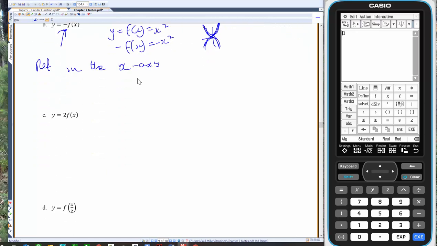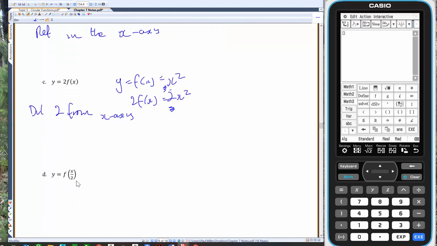For this one, say I had a function like y equals f of x equals, let's go x squared again, and I do 2 f of x. That means whatever f of x is, multiply it by 2. Notice that this is like the a value, or the dilation from the x-axis. So this is a dilation from the x-axis. All right, this one's tricky.